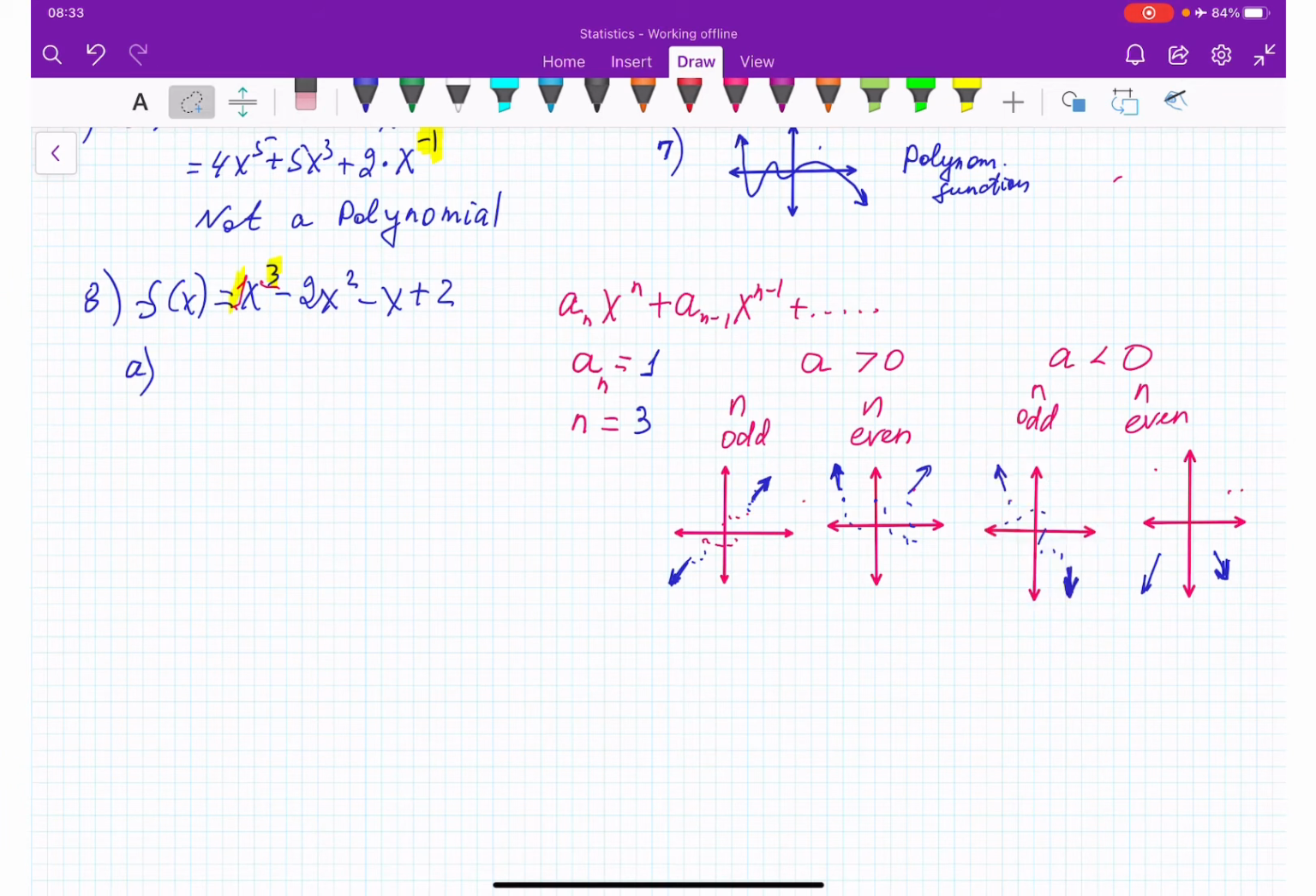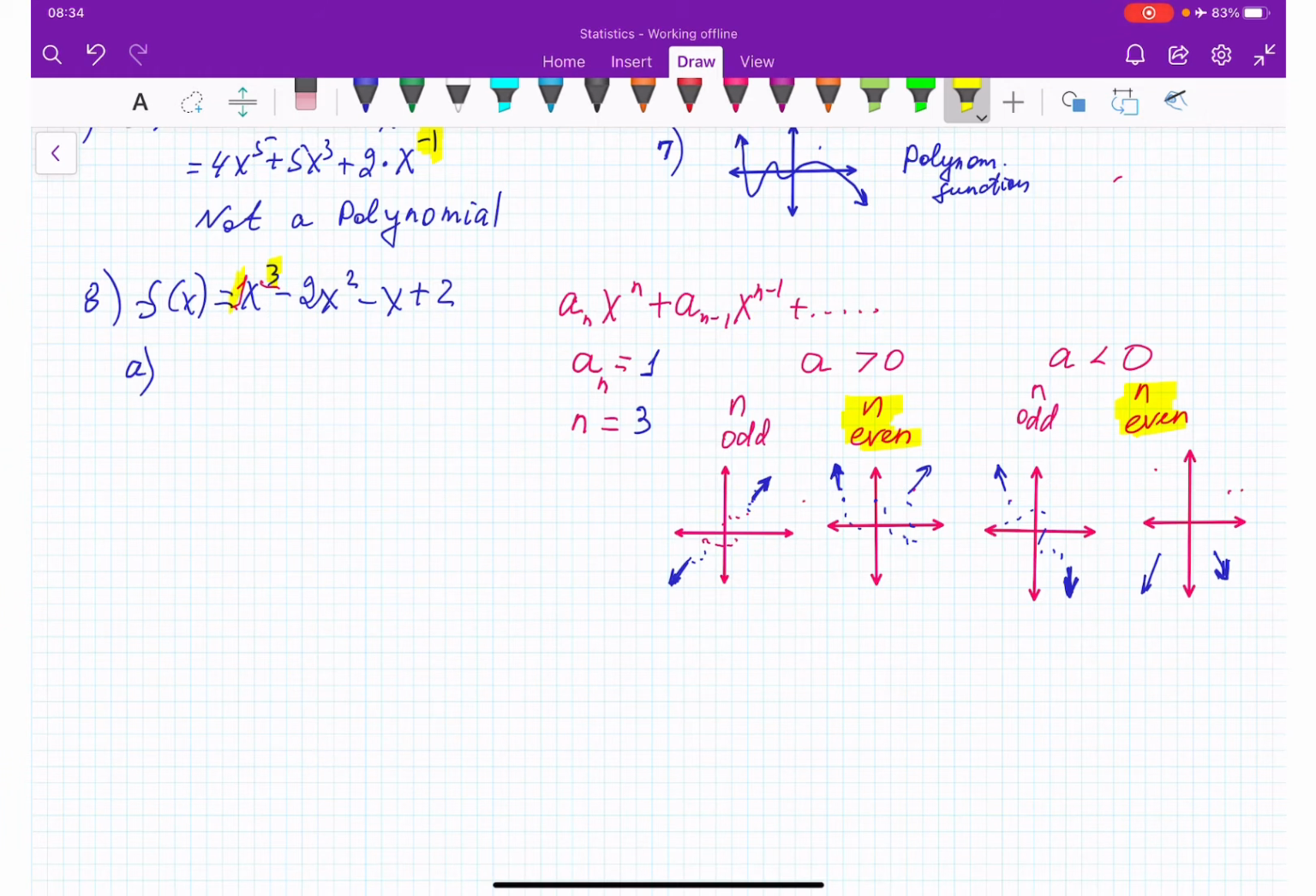So let's take the even degree first. When the degree is even, both endings are going in one direction, either up or down. If a is positive, coefficient a greater than 0, then both ends go up. If a is less than 0, which means negative, then the end behavior, both ends, go down. That's that easy.